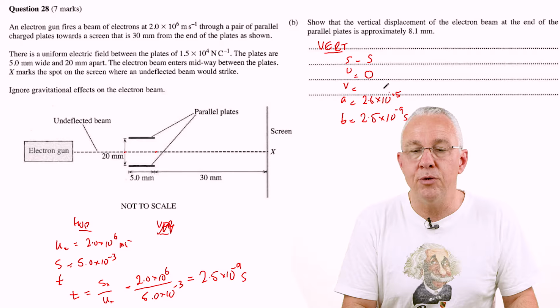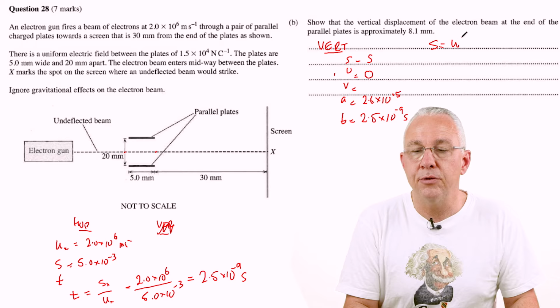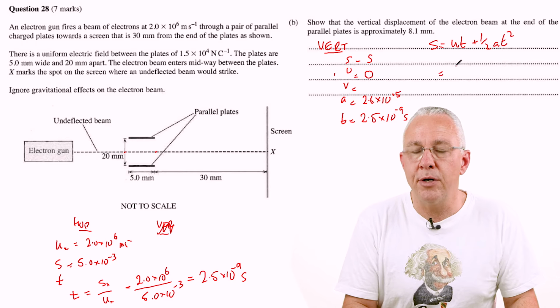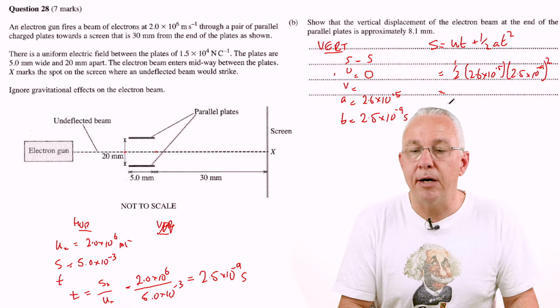And now we've got S, U, A, and T, and we can use S equals UT plus a half AT squared. Our U is 0, so we just have half multiplied by acceleration, which is 2.6 by 10 to the power of 15, and then multiplied by time, 2.5 by 10 to the negative 9, and all of that has to be squared. Now, if we calculate that out, I'm going to get 8.1 by 10 to the power of negative 3, and of course that is 8.1 millimeters.